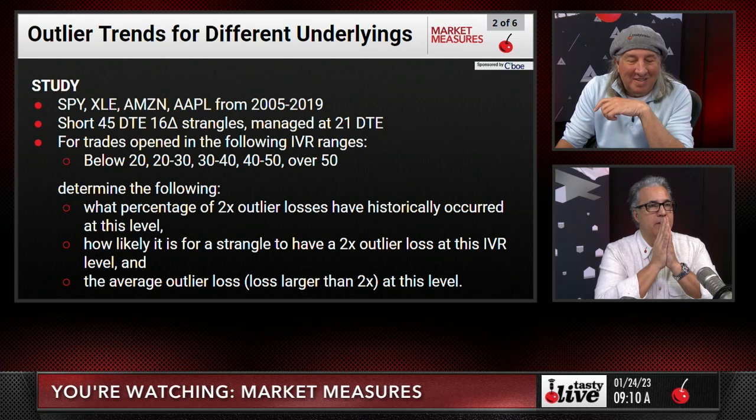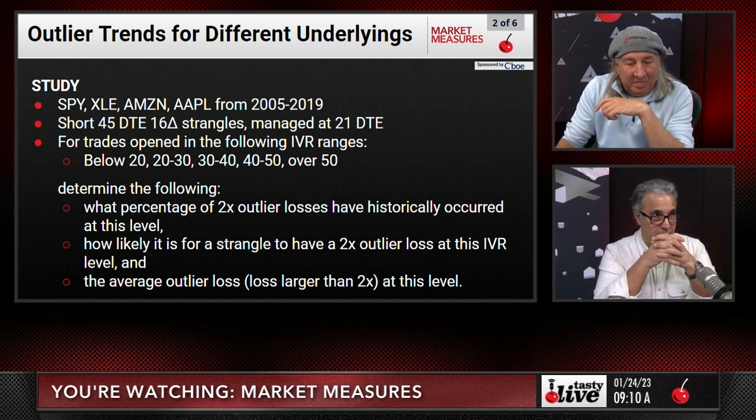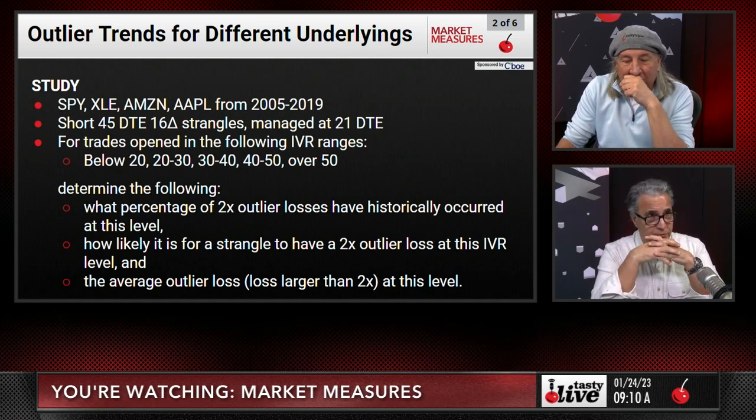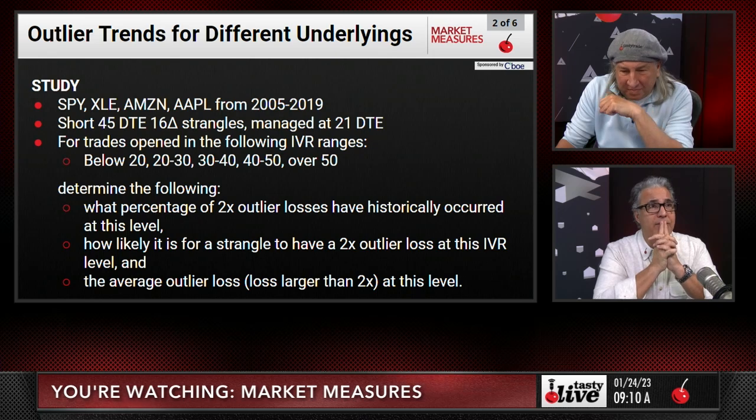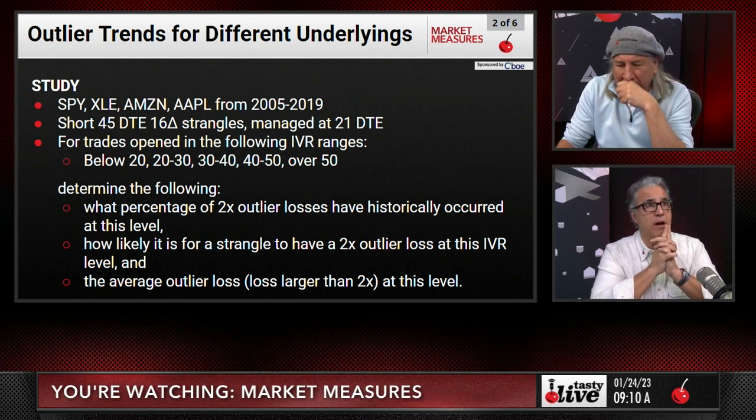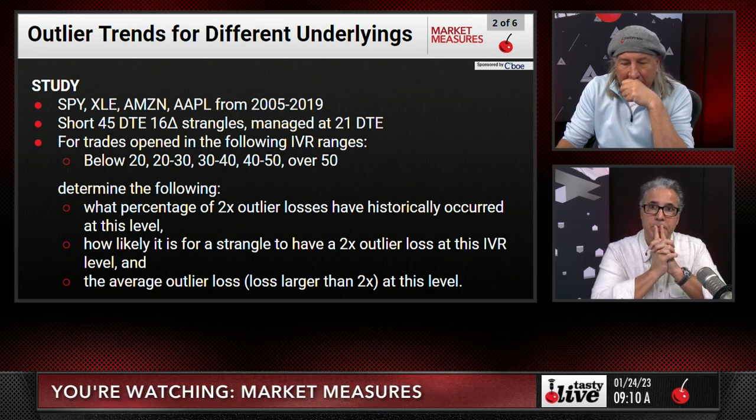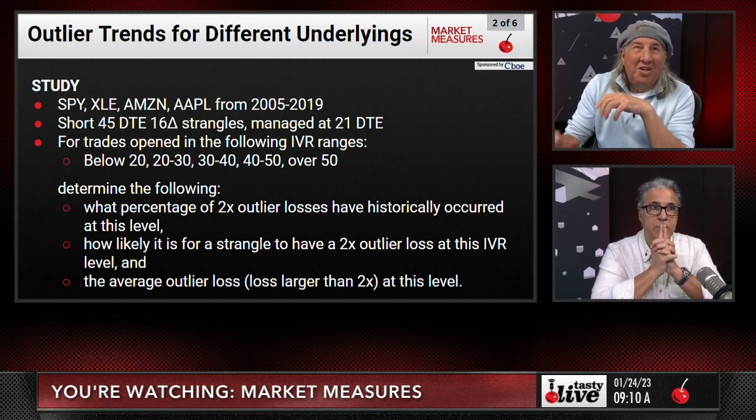Well, it takes into consideration the credit received too, right? When you're getting an outlier move like that, it's the credit received, you're able to go further out. I'm going to say with high IVR, it's going to cut the chance of the expected move going outside of this, the 2 times, by 50% or more. Let's take a look.